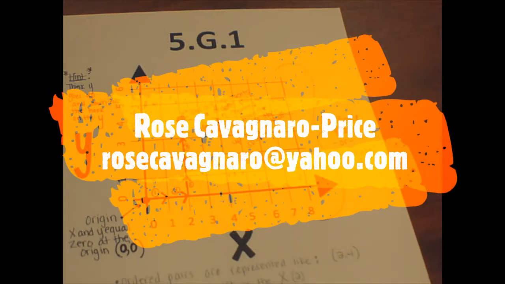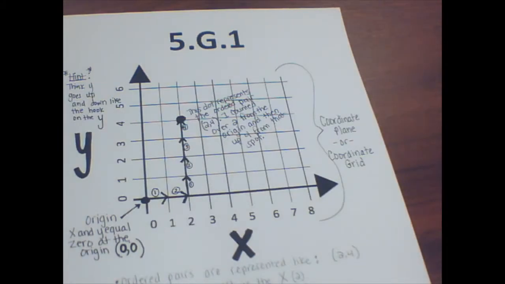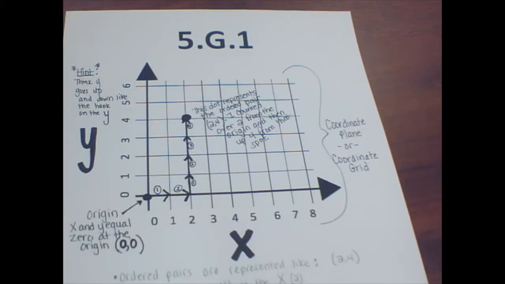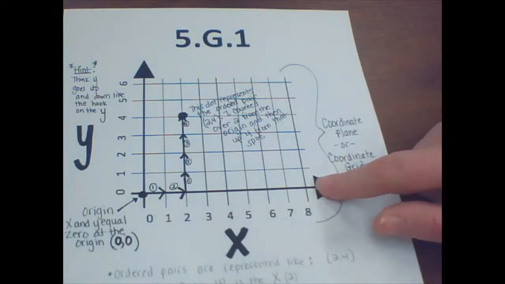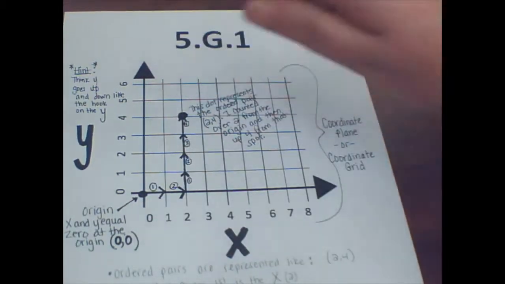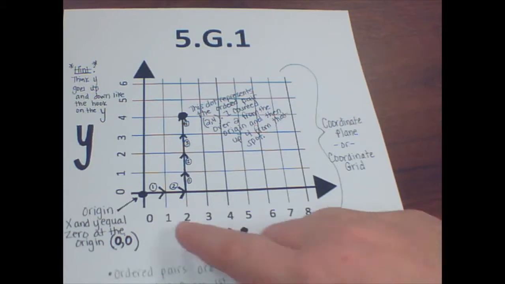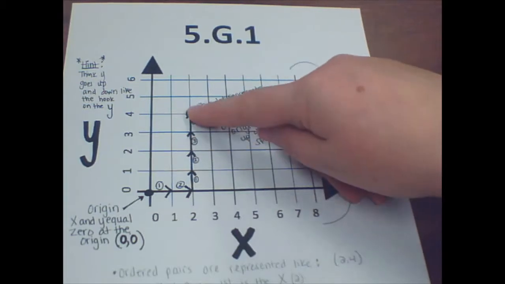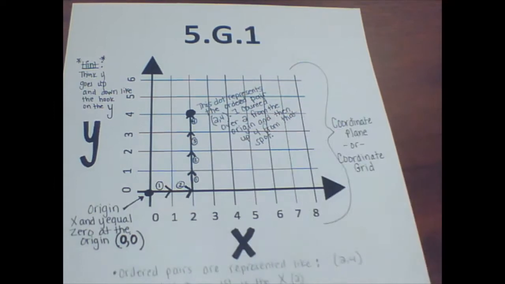All right, this week we are going to talk about graphing ordered pairs on a coordinate plane or a coordinate grid. So this is what you already glued into your notebook, okay? It talks about the x-axis and it talks about the y-axis, okay? And it's important to remember that x always comes first, okay? So if you look here, if I went over 2 and up 4, my ordered pair would be 2, 4. All right, so that's important to know.